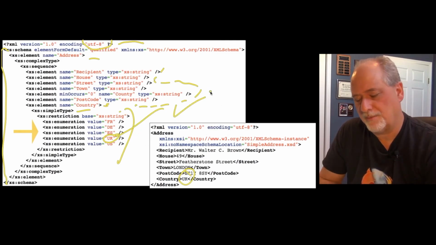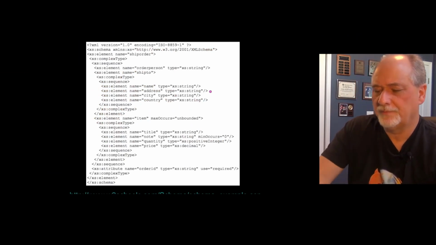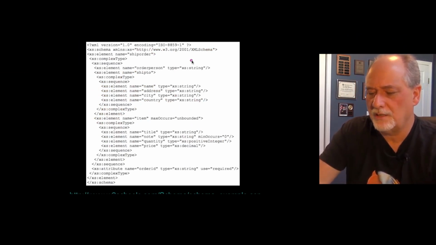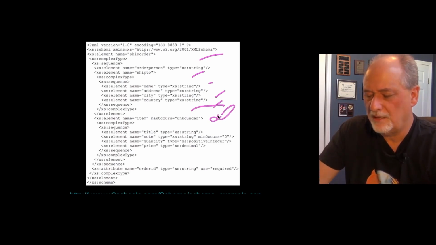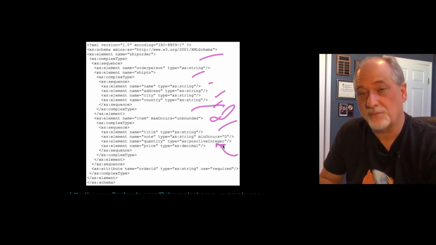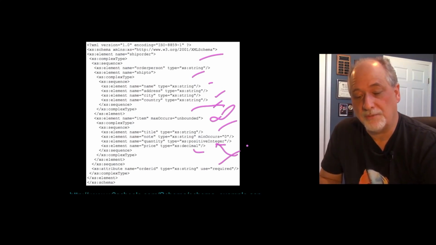Let's go. Valid XML. Another couple of examples here. String. Max occurs unbounded. That means infinite number. There's no limit on the number. You can do that. Min occurs of 0. XS positive integer. We've seen integer, but you can also say it's got to be a positive integer. Decimal, we've seen that. And then use equals required is just another statement that you can make.